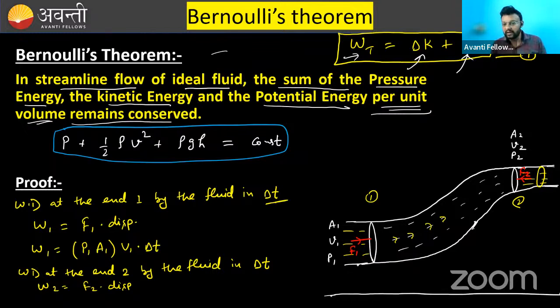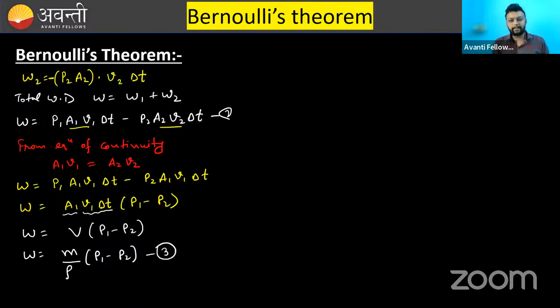This is our ground, and the height of this portion is H1 and the height of this portion is H2. Clear? So I am going to calculate the change in kinetic energy as well. Let's do it here, and let's complete the derivation part.